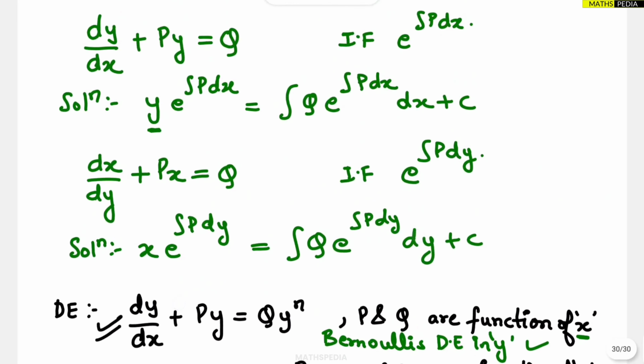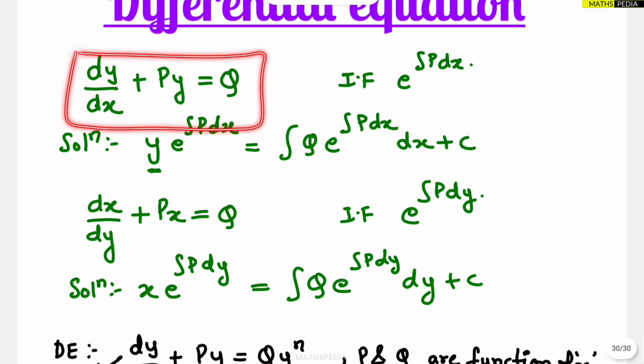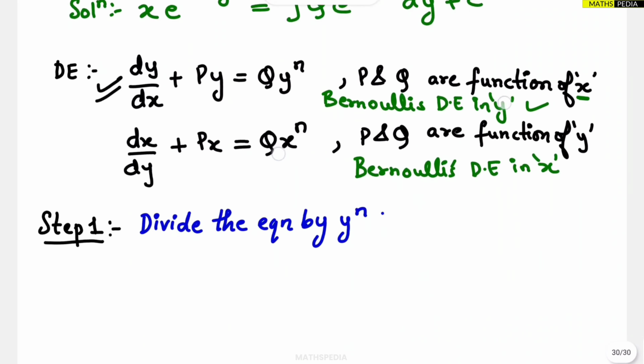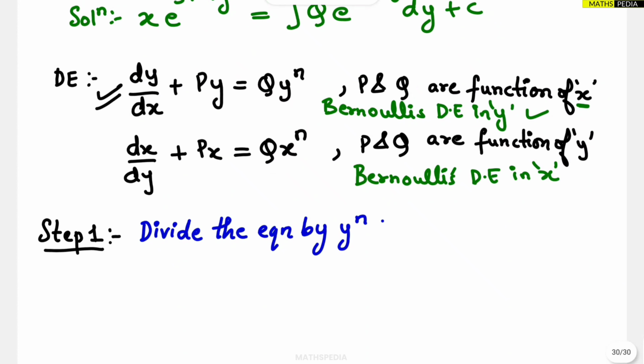You can see again here this particular equation. If you see, y power n is the extra thing. So we are going to divide that particular part. So y power n will be divided with the entire equation. Okay, that is the first part.